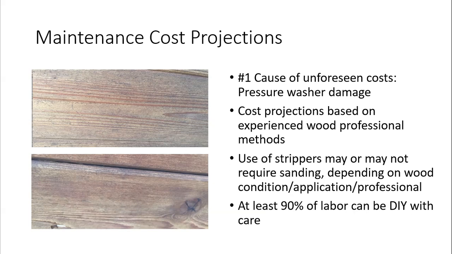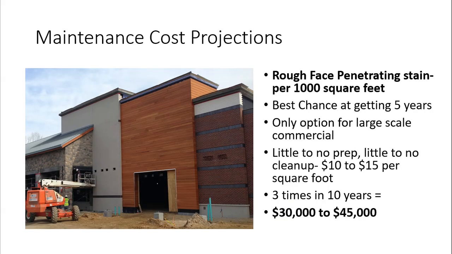If we're talking about a rough face penetrating stain, so what we've done is we're taking 1,000 square feet, picture it, and we're running it 10 years. Okay, so if we talk about rough face and we talk about an oil-based penetrating stain, it doesn't take very much prep. It doesn't take a whole lot to clean it up. Figure about $10 to $15 per square foot. Figure you'll have to do it 3 times in 10 years to be conservative. So figure your maintenance budget for 10 years, for 1,000 square feet per 10 years, to be $30,000 to $45,000.